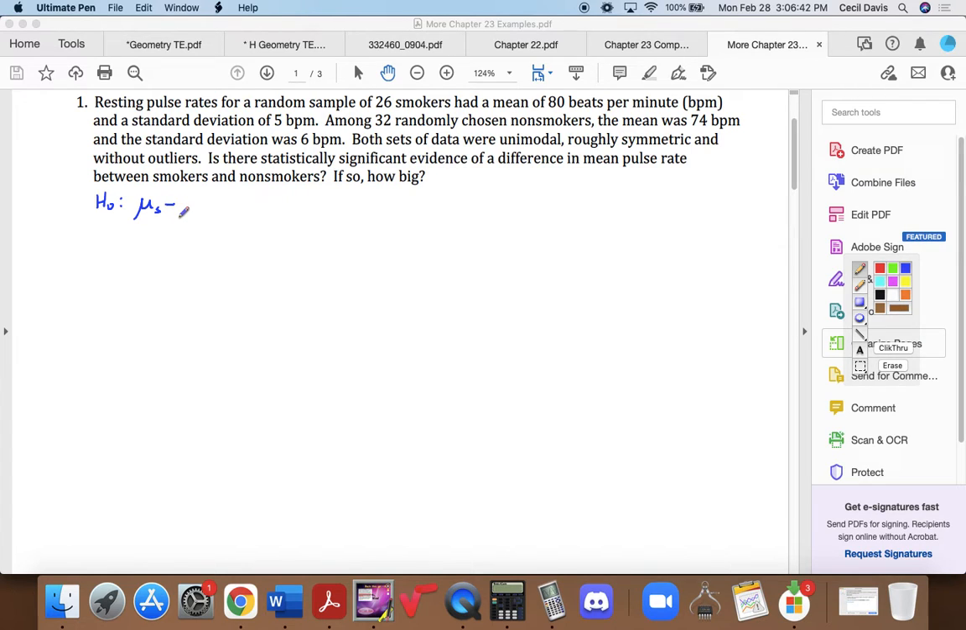H naught is mu sub s minus mu sub n is equal to 0. Or if you want to say that they're equal to each other, that's fine also. I like that better, yeah, but then it tricks me into making it confidence. Versus the alternative hypothesis. That makes sense. Now notice this just says a difference. Not greater or less than, so mu sub s minus mu sub n not equal to 0.